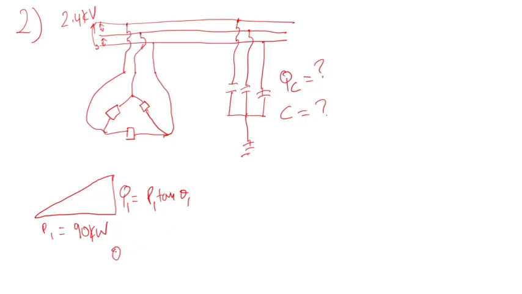So theta 1 is the inverse cosine of 0.85, which is 31.79 degrees. So this is theta 1, 31.79 degrees. So if you substitute the values, you will get Q1 is equal to 55.78 kVAR.